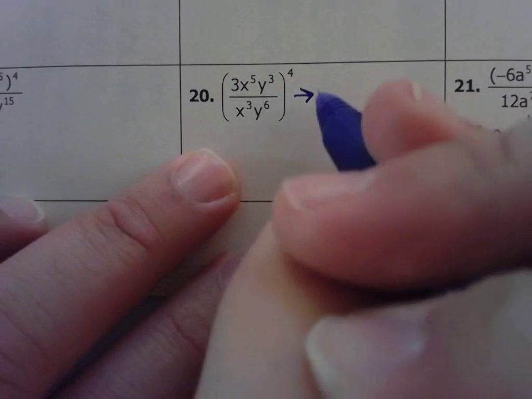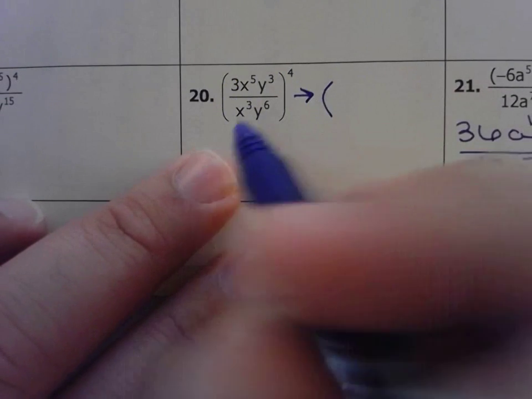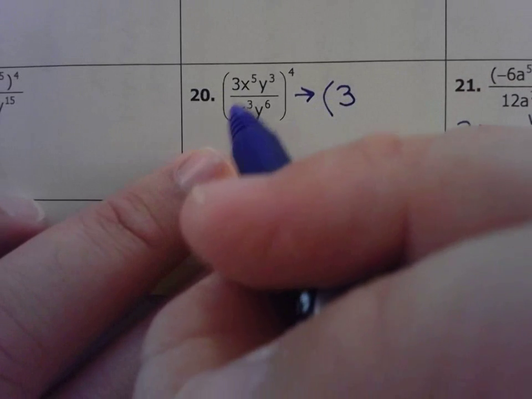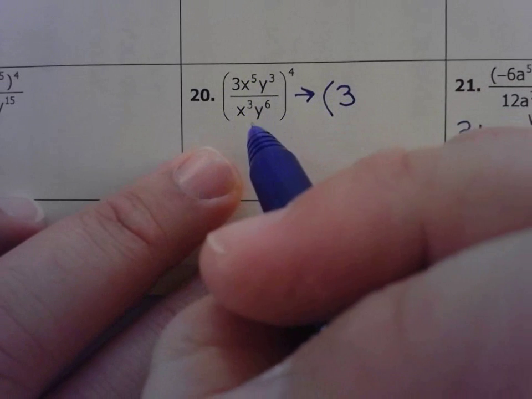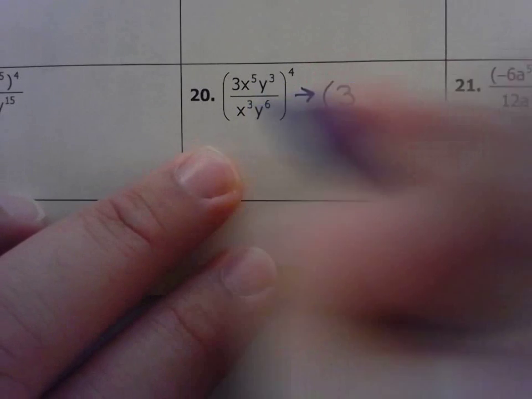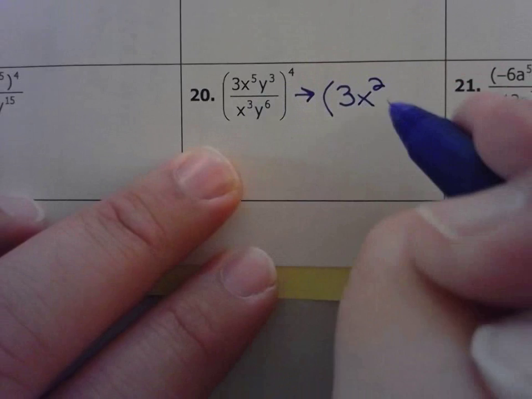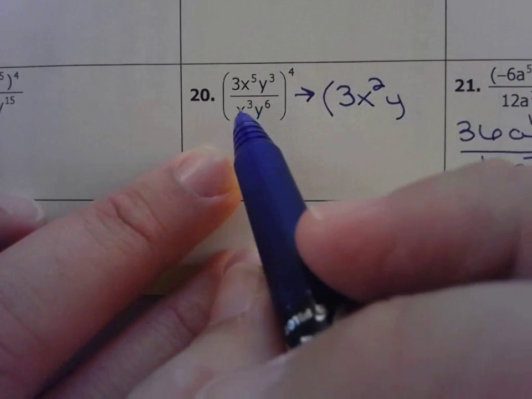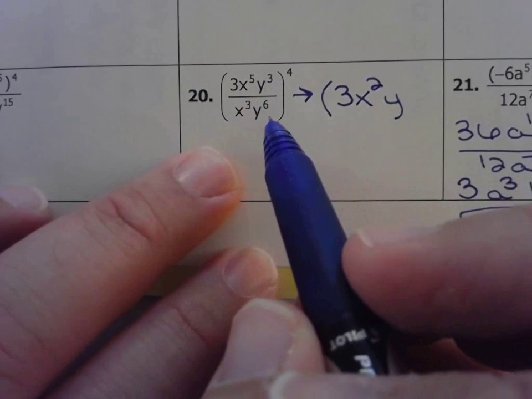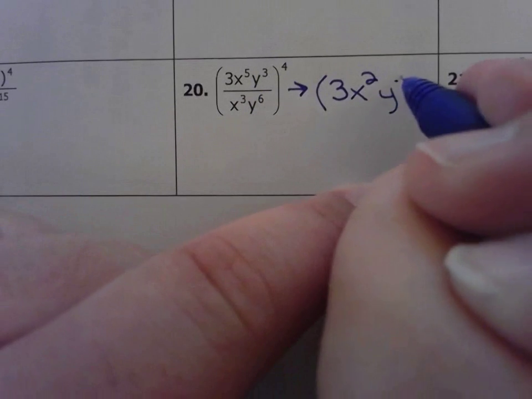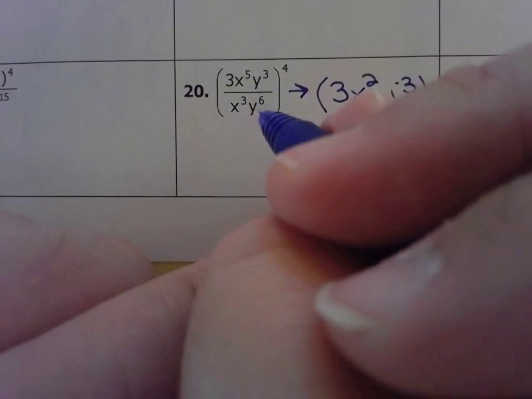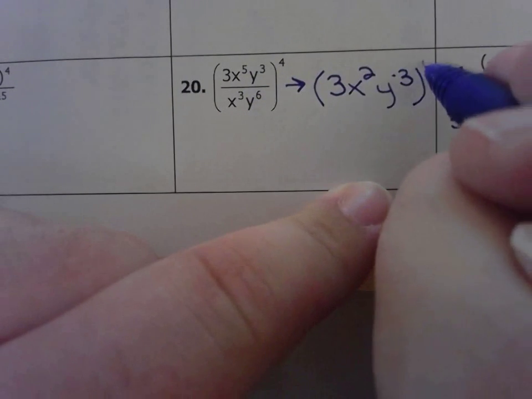So if I divide in my parentheses, 3 over 1 will be 3. Subtract your exponents, x to the 5 minus 3, x to the 2nd. Now look at your y. We are subtracting because we're dividing. 3 minus 6, negative 3. Check that: 3 minus 6, so negative 3. We need to put all that over 1.